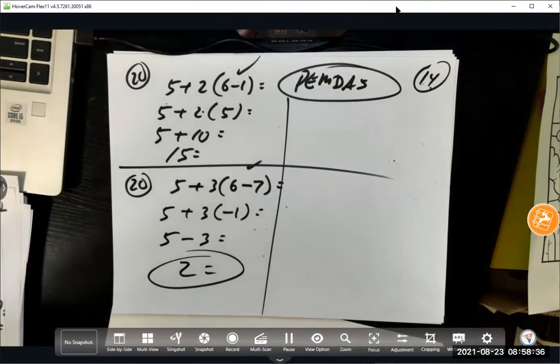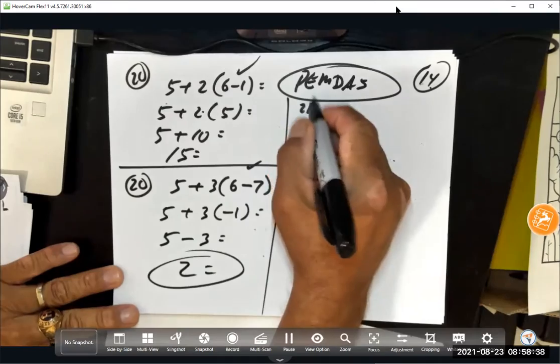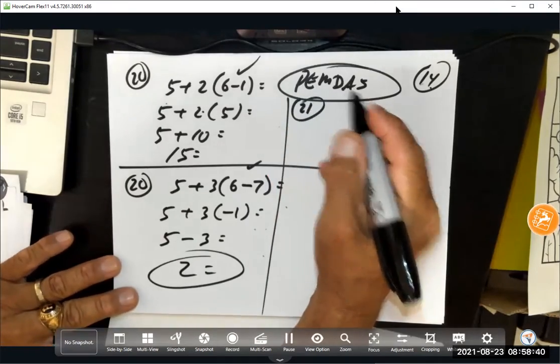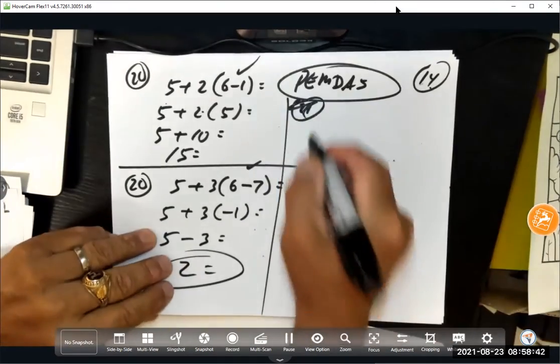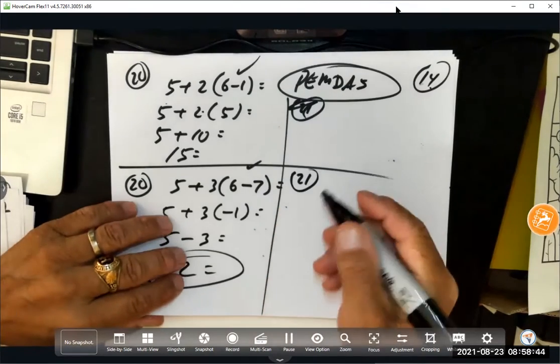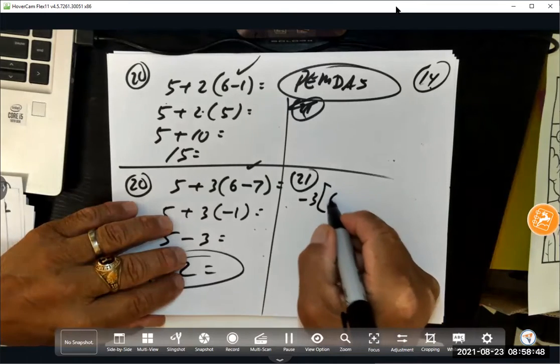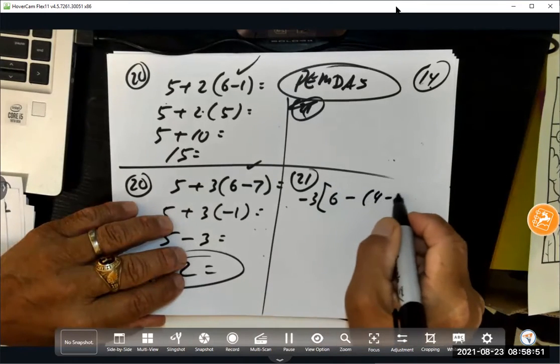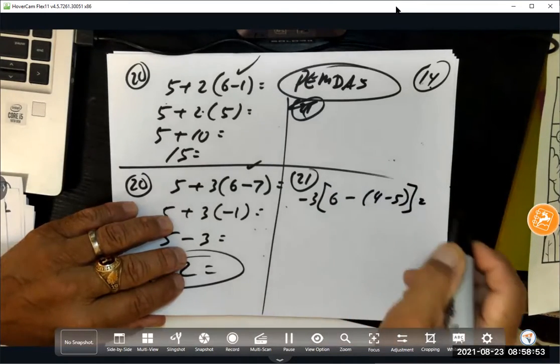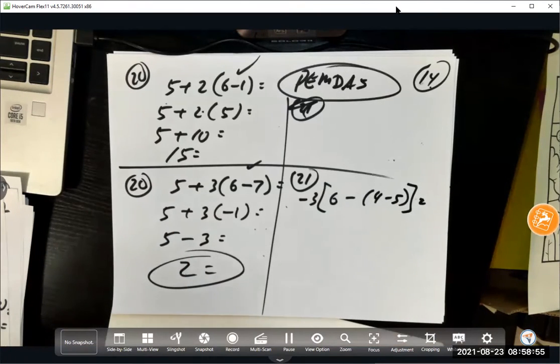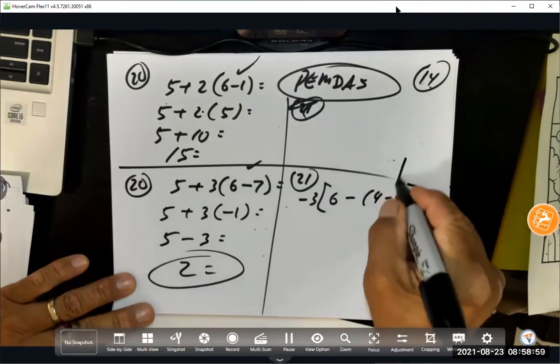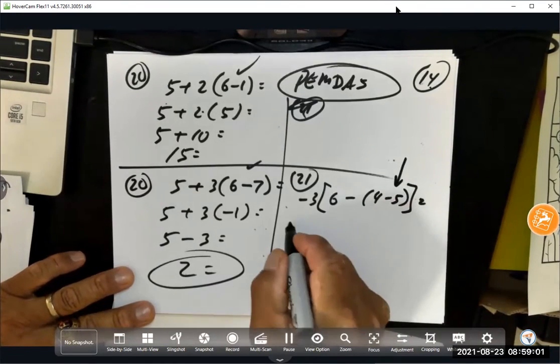Okay, that's it. All right, let me do another one like this. 21. This one has more stuff on it. You know what? Let me do it on here. This is kind of long. 21. Negative 3, like this. And this would be 6 minus 4 minus 5, and then there it is. So again, I need to do the inside stuff first. So I guess I'm going to have to do this one right here, right? Everything else, just copy it down.